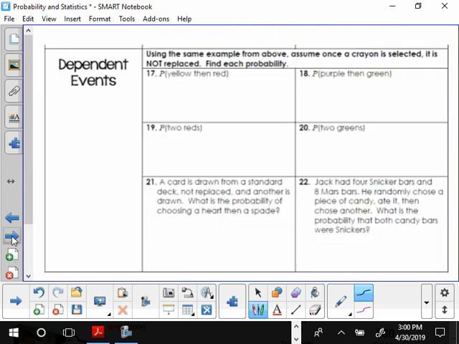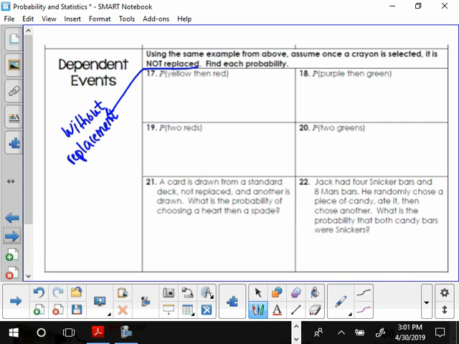Alright, now let's move on to dependent. Using the same crayon example as above, assume once a crayon is selected, it's not replaced. And you might want to make a note, underline not replaced, and also make a note that a lot of times it's called without replacement. So this time, instead of giving it back, I stick it in my pocket. So what that means is it changes my sample space, and it has an effect on the next action.